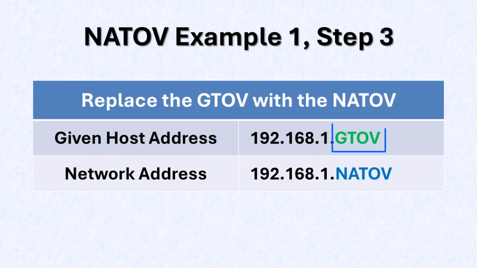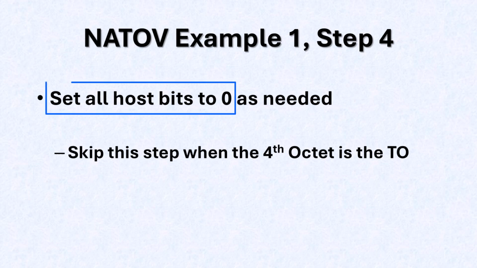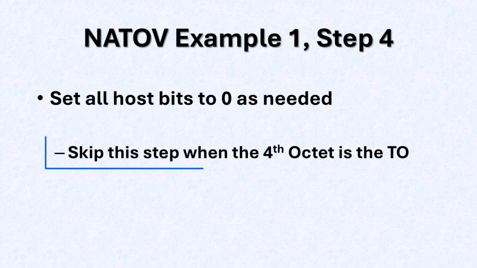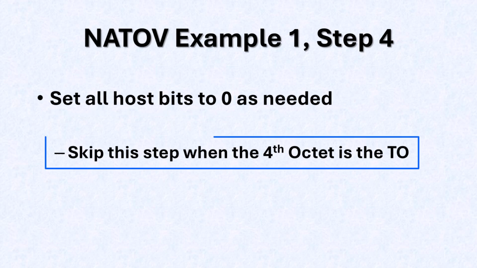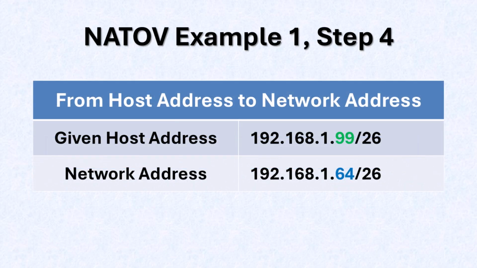In step 3, we replace the GTOV with the NATOV. When we do this, the 99 becomes 64. Step 4 is turning off the host bits as needed. This means setting them to 0. However, since the fourth octet is the transition octet, we can skip this step. And this is the network address 192.168.1.64/26.